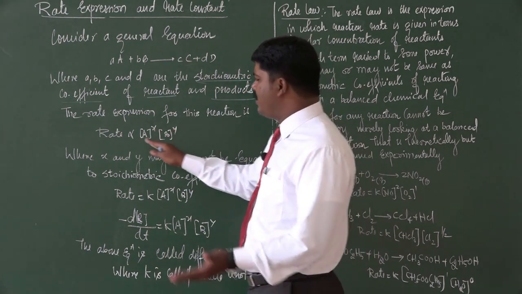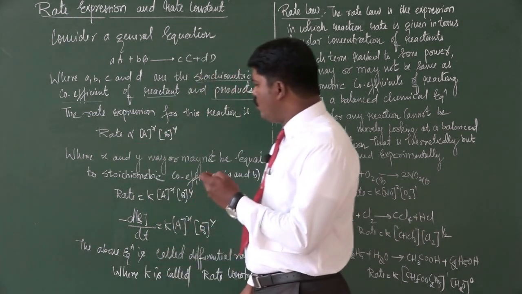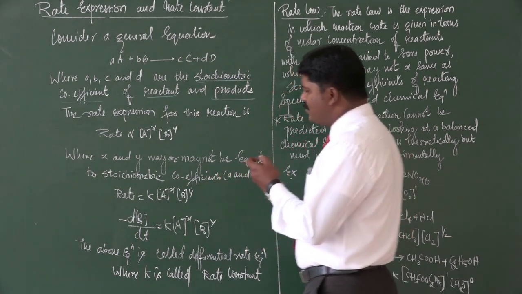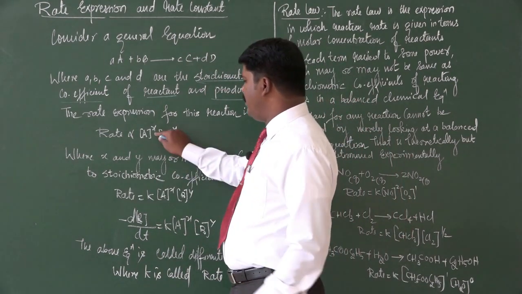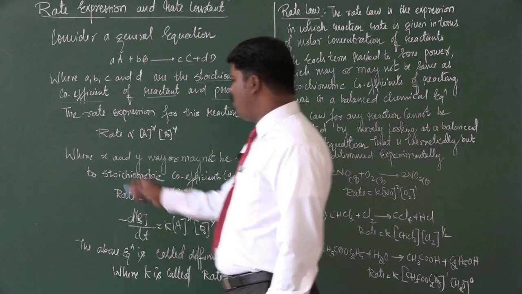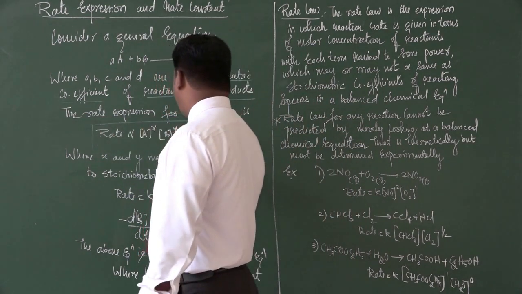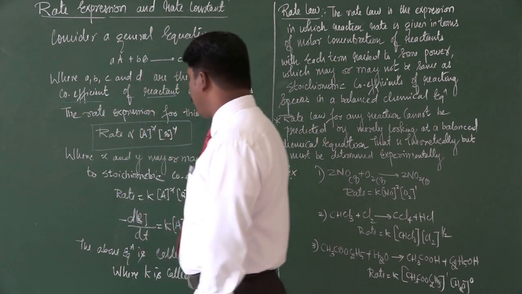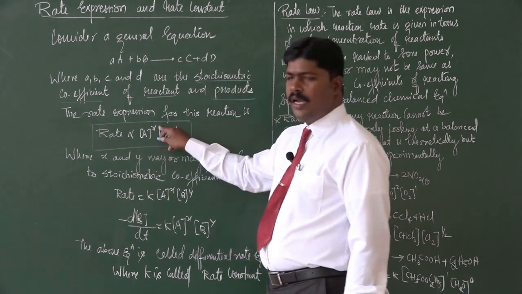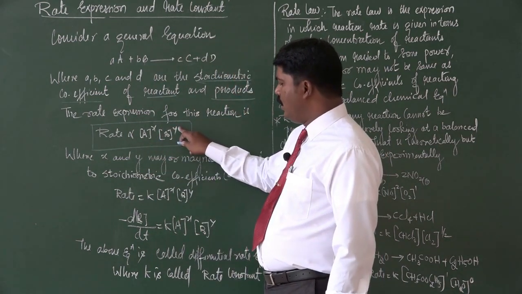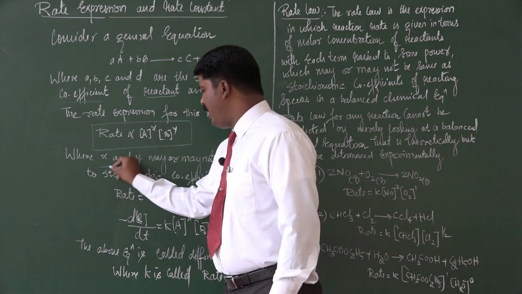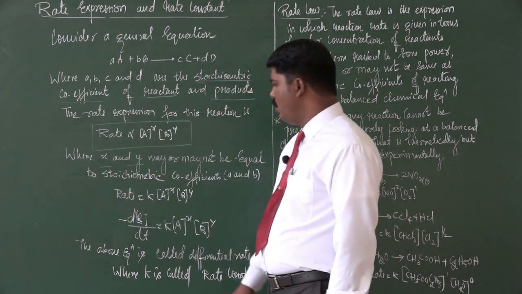So I am going to write the rate, but you will find two terms have come, x and y. So the rate that I write now is proportional to the molar concentration of A to the power x and B to the power y, where we say x and y.